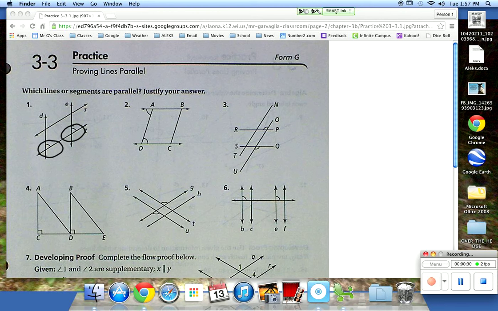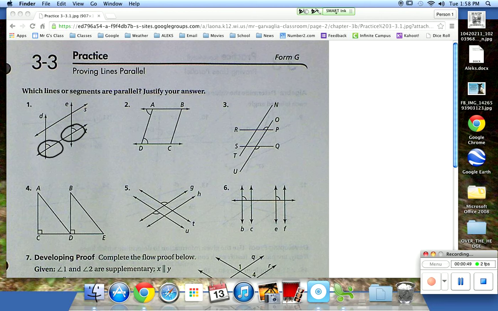Which two lines that are running the same direction do they attach to? Does it attach to this S at all? No, just E and D. ED.